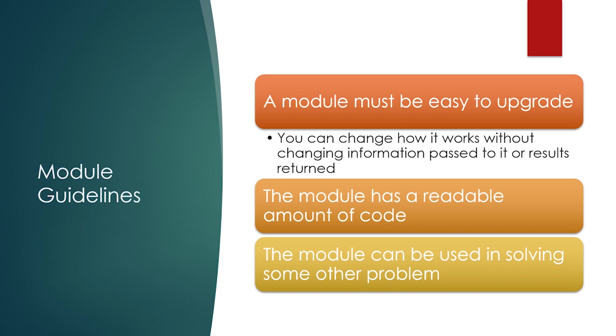A module should have a readable amount of code. It should be easily readable in, usually they say, one screen. If it's bigger than that, it's probably doing too much, and it gets harder to work with in an editor. And the other principle is that modules should be reusable. They should be usable in multiple places so that the effort you put into building one can be reused again and again and will pay off.